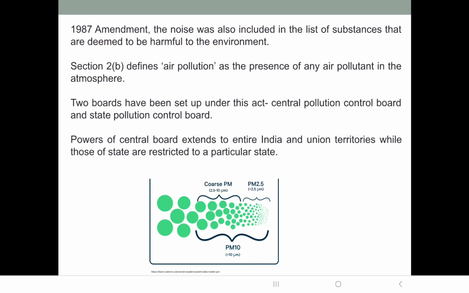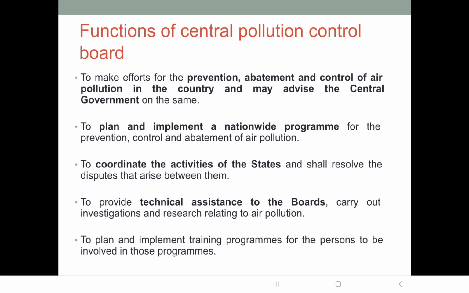Okay, there are two boards established under this act. One is the Central Pollution Control Board and the other is the State Pollution Control Board. So the Central Pollution Control Board will advise the central government. The State Pollution Control Board will advise the state government. All the union territories also fall under, or the powers are present with, the Central Pollution Control Board. Then we have seen the functions of the Central Pollution Control Board, that is the prevention, abatement and control of air pollution in the country and advising the central government.